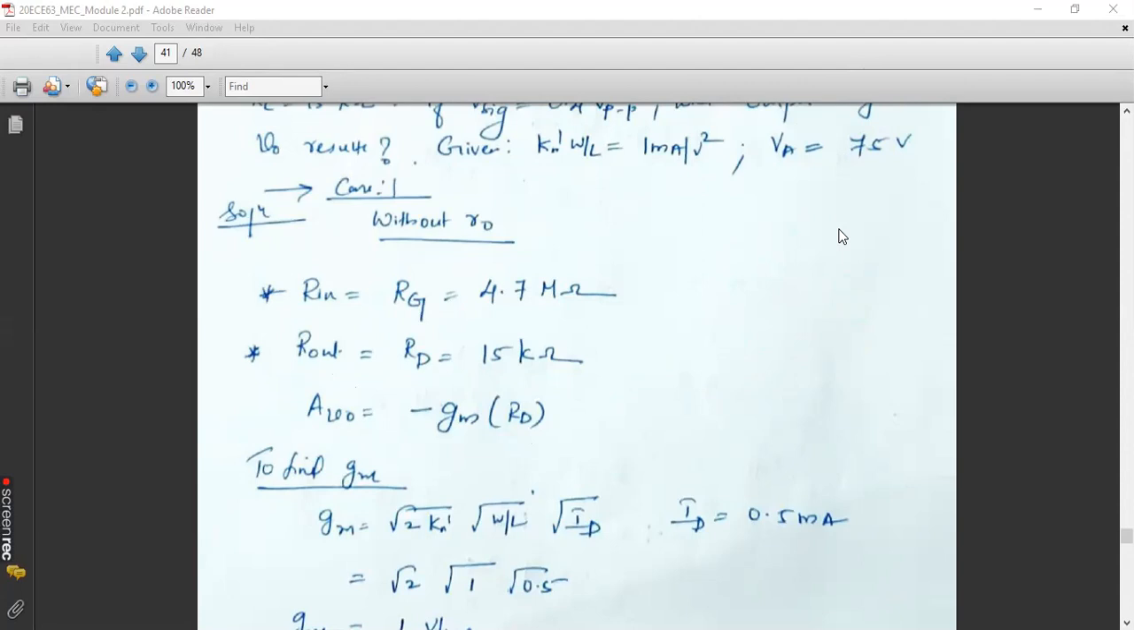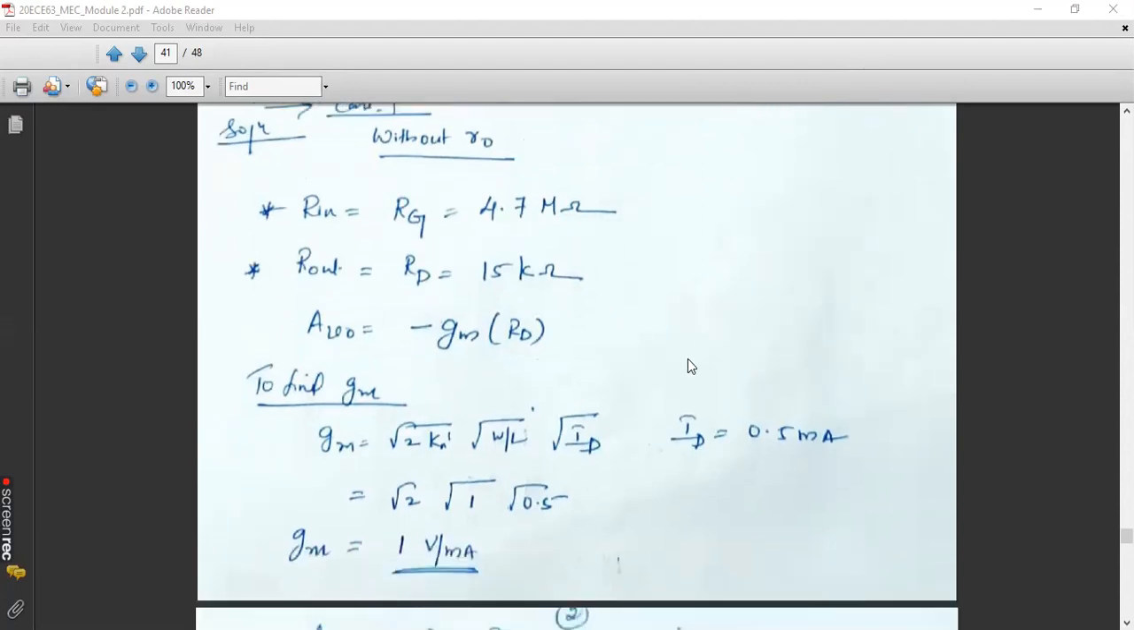So in that, we have taken one equation out of 3, in which we know all the 3 parameters. So that is this equation you can take down. GM is equal to square root of 2 Kn dash W by L into root of ID. Root of 2 Kn dash, root of W by L, into root of ID. So all the parameters are given to you. If you substitute, your answer will be 1 milliamp per volt. Why milliampere? Because ID is 0.5 milliampere and conductance means it is current by voltage. That is why the unit is milliamp per volt.